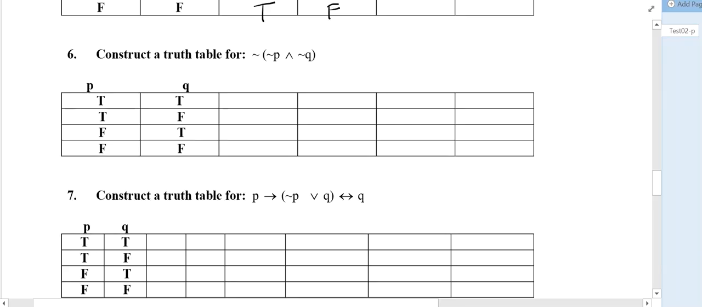Construct a truth table for the following. So, you cannot distribute a negation. So that's one thing you can't do. You're going to have to work inside your parentheses first. To do this, I need the negation of P. I'm going to need the negation of Q.